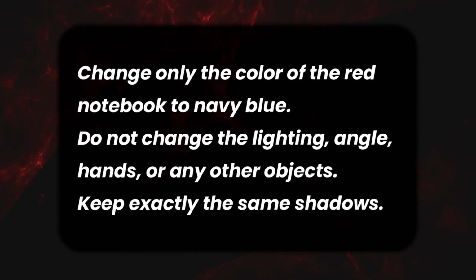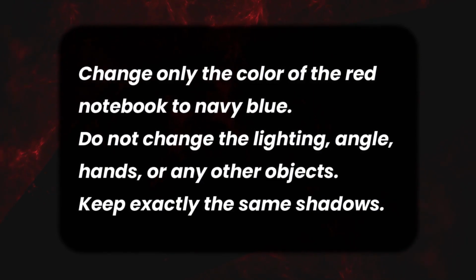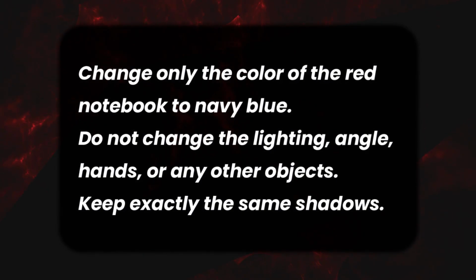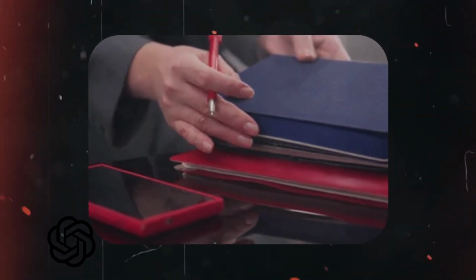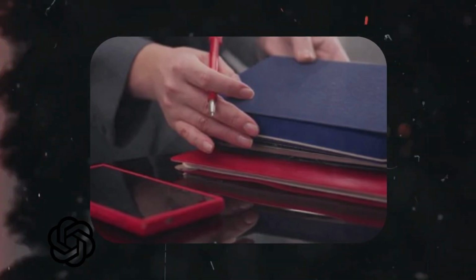In this photo, we're going to ask the following in the prompt. Change only the color of the red notebook to navy blue. Don't change the lighting, angles, hands, or any other objects. Keep exactly the same shadows. Typically, the model will do one of 2 things. It either changes the notebook but also changes the table, lighting, and everything else, or it changes it somewhat but invents new texture.